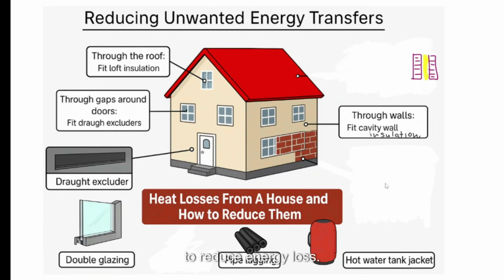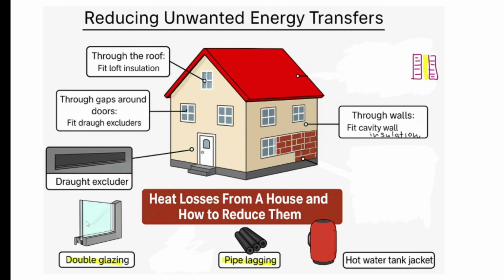Hot water tank jackets are used to insulate hot water tanks to reduce energy loss. The pipes that are used for carrying hot water, the copper pipes, are covered by foam. We call it pipe lagging. Double glazing: you have 2 panes of glass and then low pressure air in the middle to reduce the energy loss.